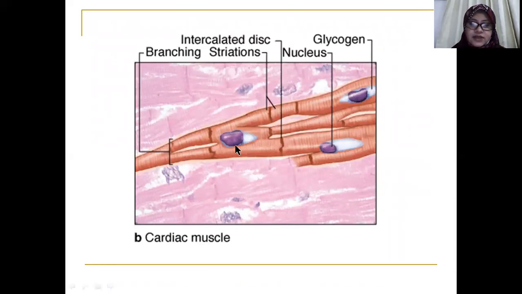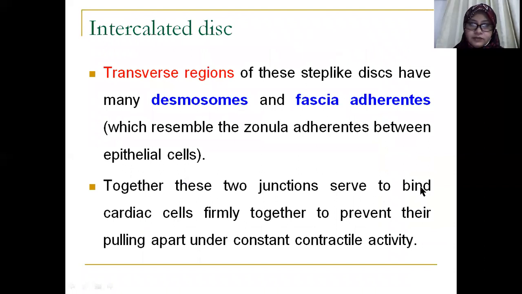This is a cardiac muscle fiber which shows cross striation, and these are branching. These are nuclei, and these are intercalated discs.